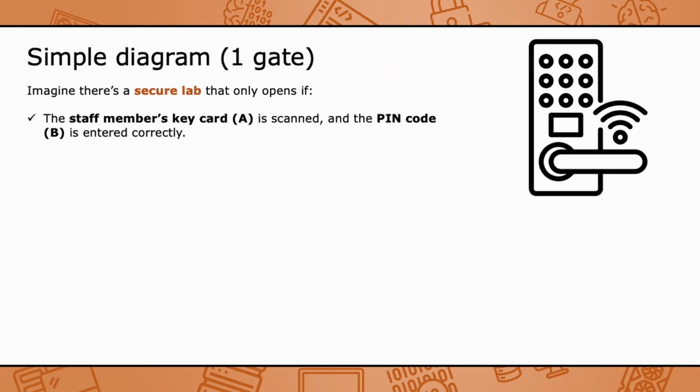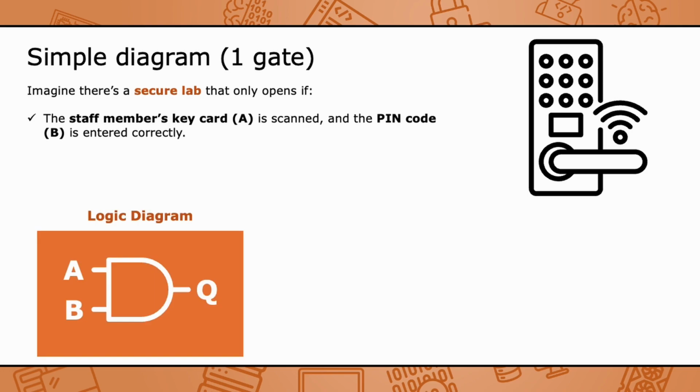So if we take a look at what the diagram would look like for this one, we've got a basic AND gate. We've got two inputs, A being the staff member's card and B being the pin code. So both have to be correct in order to gain access to the room.